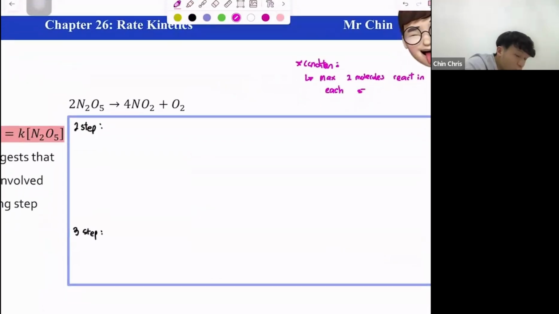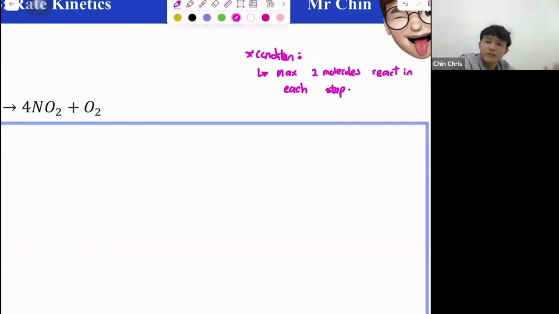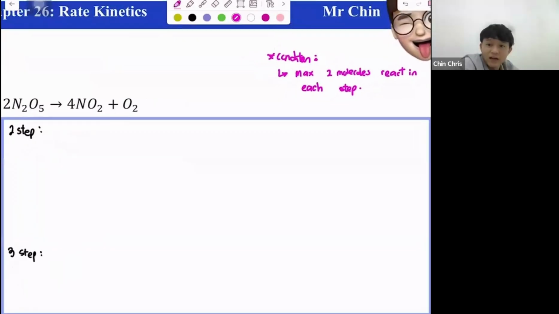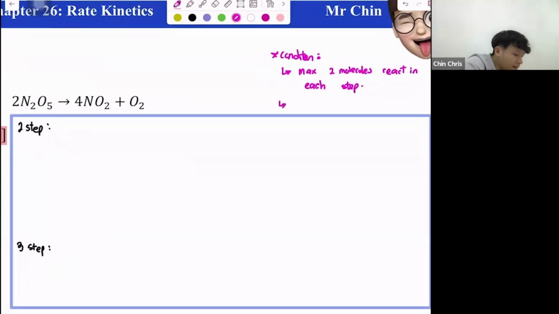So guys, in the exam sometimes it will give you some condition. 2 molecules will react in each step. I cannot have 3. I just want 2 molecules at max. And no formation of free radical. That is my condition. Go try and do it.